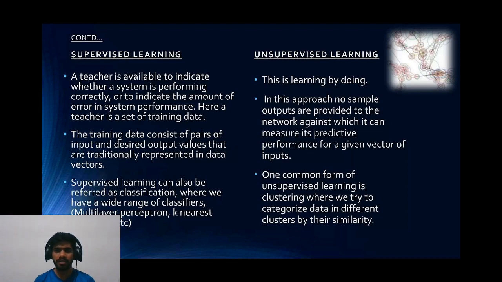And in unsupervised learning, no sample outputs are provided to the network against which it can measure its predictive performance for a given vector of inputs. Supervised learning can also be referred to as classification, where we have a wide range of classifiers, that is multi-layer perceptron, k-nearest neighbor, etc. And in unsupervised learning, one common form is clustering, where we try to categorize data in different clusters by their similarity.